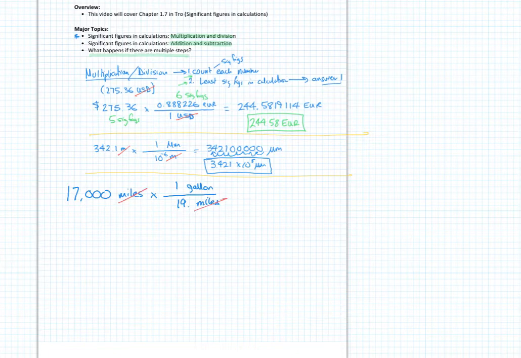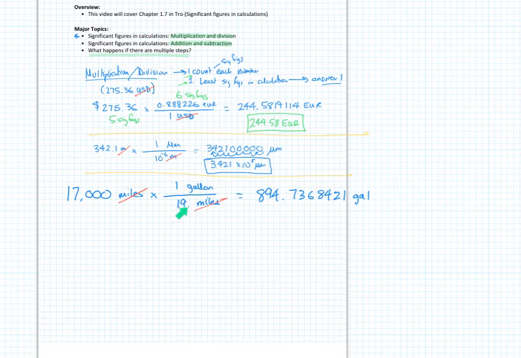Okay, miles cancels miles, so I'm going to have gallons as my answer, and this number turns out to be 894.7368421 gallons. Again, most of these digits are not significant. By the way, I do not want you writing these down on a test. None of this counts. So now we go back to these numbers and ask, what's the number of significant figures? Well, this one, because I put a decimal place here, has 2 significant figures. This is 1 gallon per 19 miles.